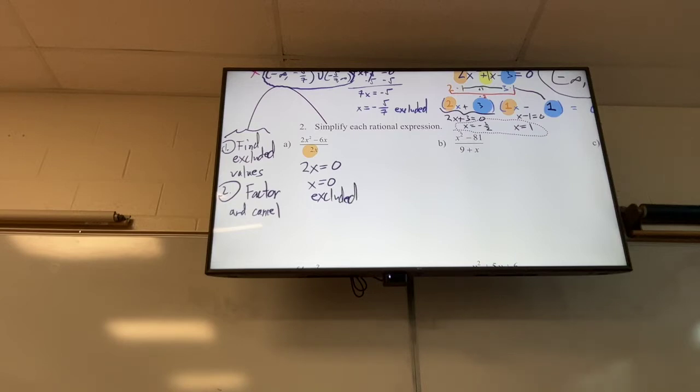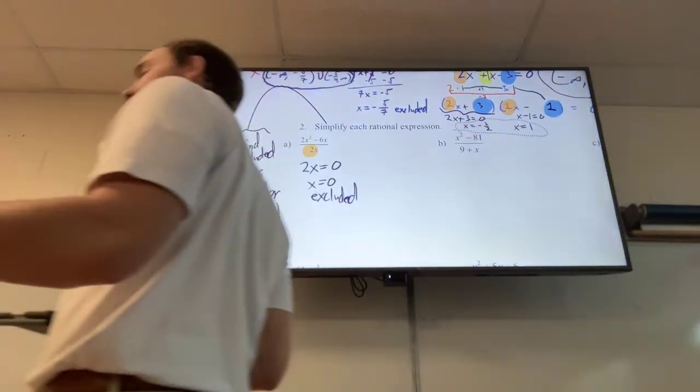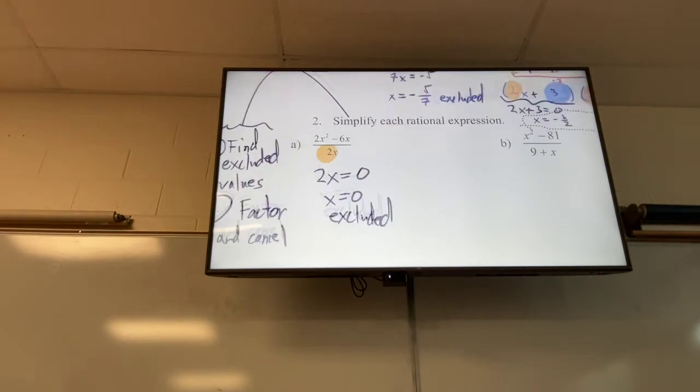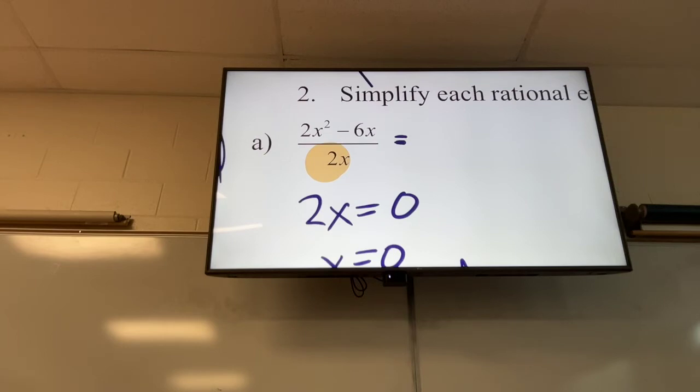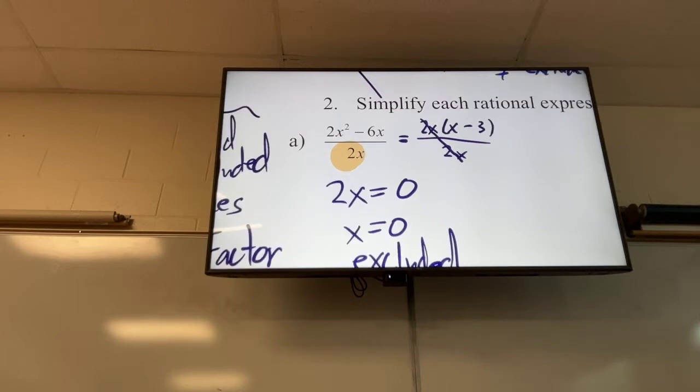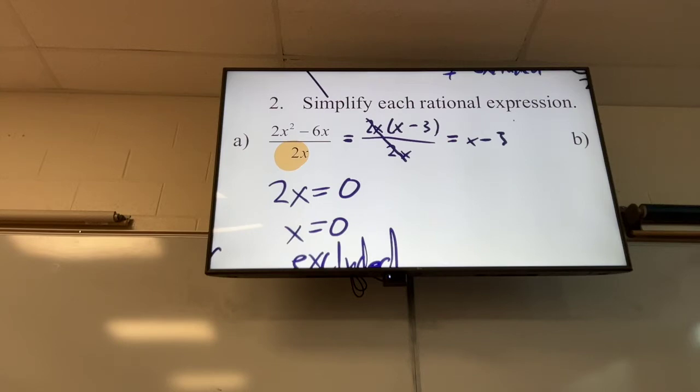Okay. Then my second step is I factor. So I'm going to factor the top and I'm going to factor the bottom. What does the top factor to? Yeah, so I'm going to pull 2x out. It's going to be x minus 3, right? 2x times x minus 3. And then the bottom doesn't factor at all. And then do you guys see what cancels out there? Yeah. So this is equal to x minus 3. Well, it's equal to x minus 3. I'm going to put an asterisk there.